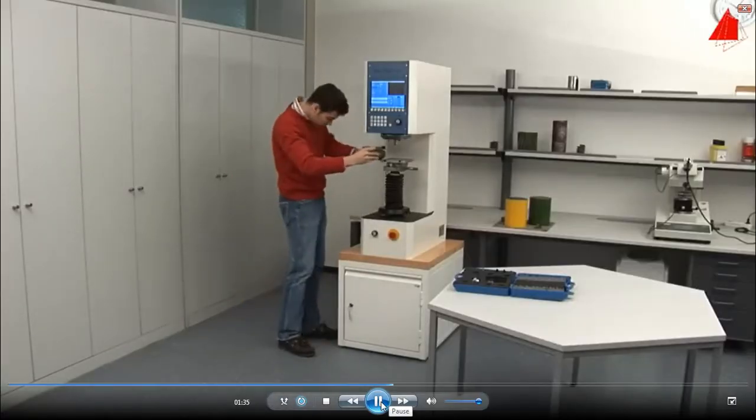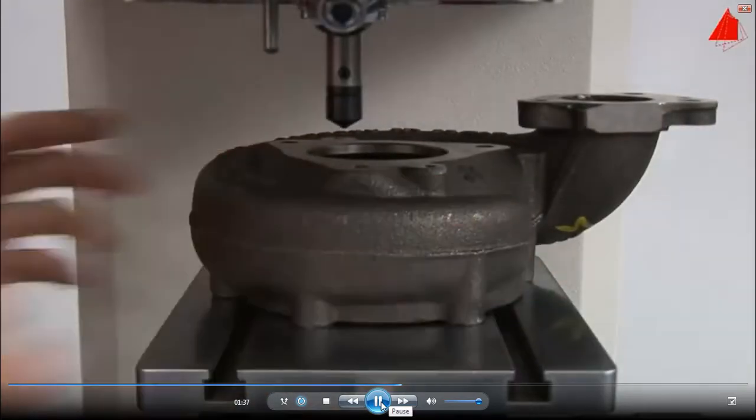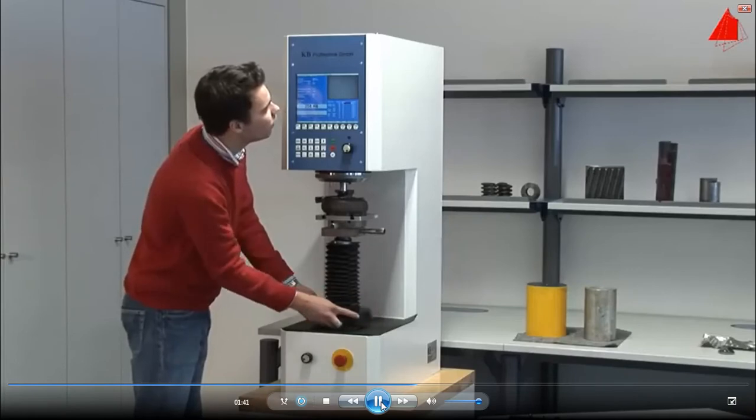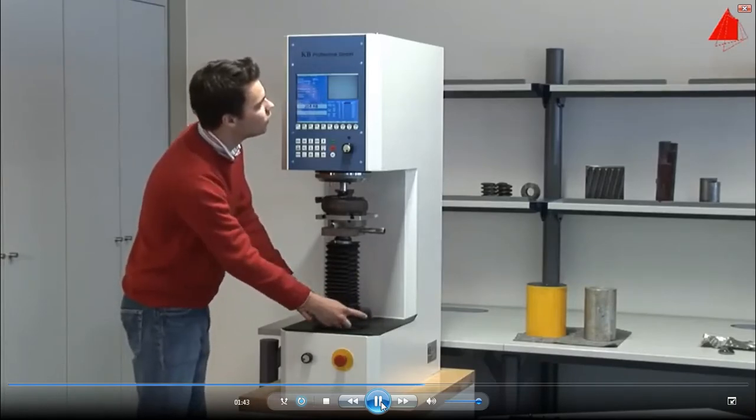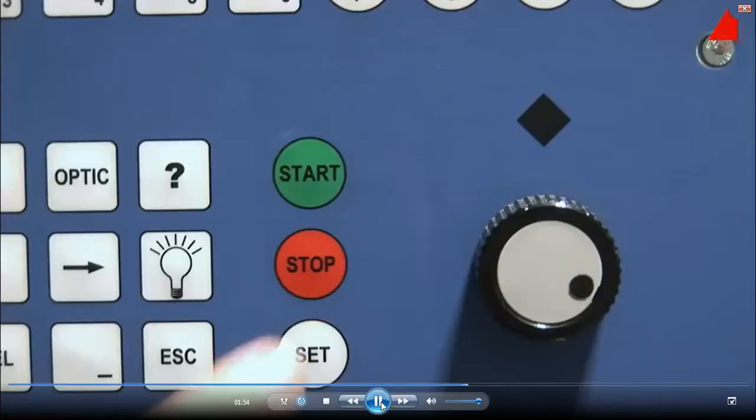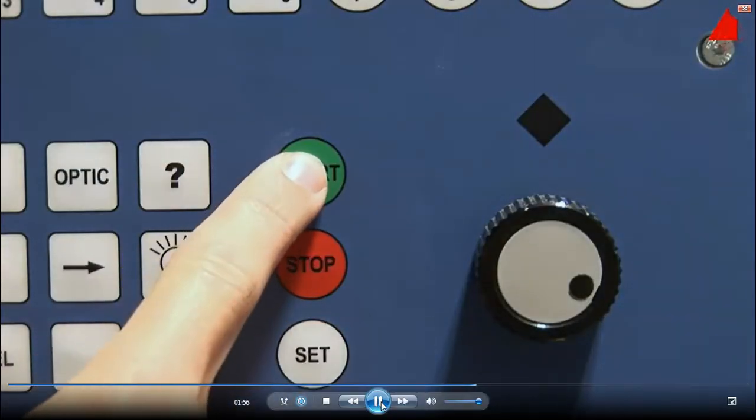Next, he puts the turbocharger housing onto the support table, rotates the microscope lens into vertical position, and adjusts the correct height of the test piece. After bringing the test piece surface into focus, he selects the exact spot where the hardness test is to be made. By pushing the start button, the hardness test procedure begins.